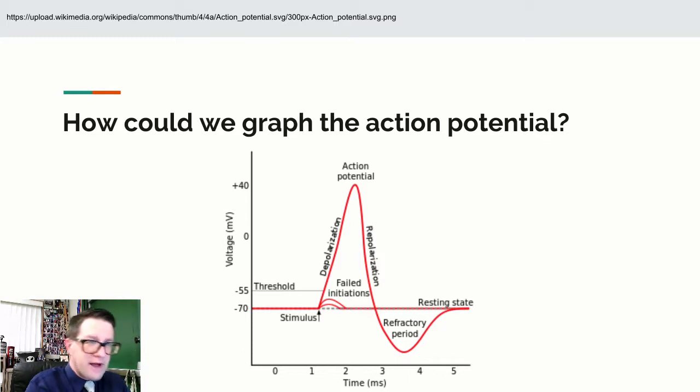So if I were to make the graph, this is what it turns out to look like. We have nothing going on. We add a stimulus. We leak in sodium ions. That triggers a sodium voltage gate. Sodium ions influx. We have depolarization.